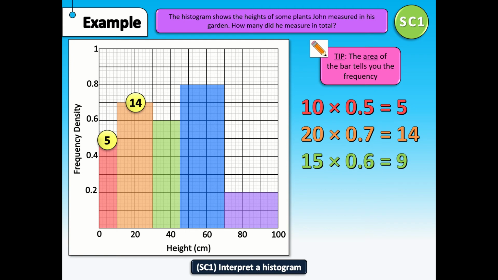The green bar goes from 30 to 45. So that's a width of 15. And it's got a height of 0.6. So 15 times 0.6 is 9. So that means there are 9 plants in the garden that are between 30 to 45 centimeters tall.